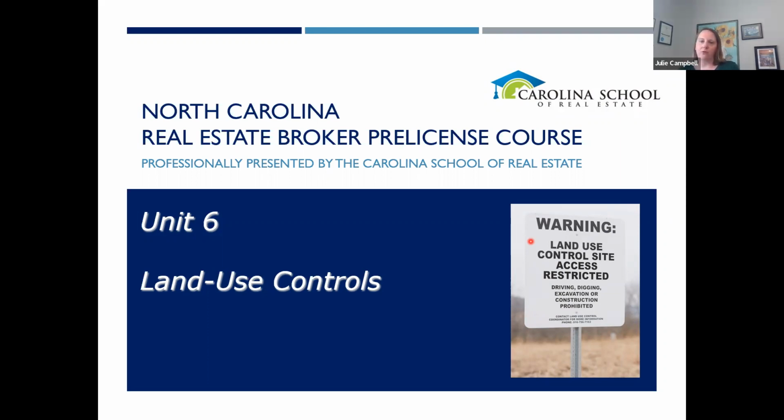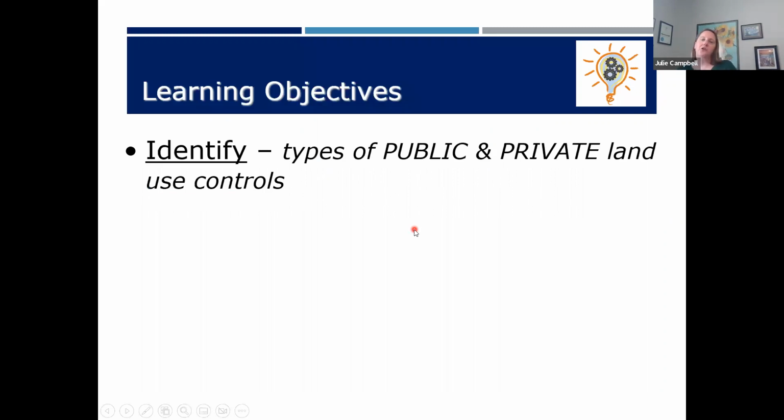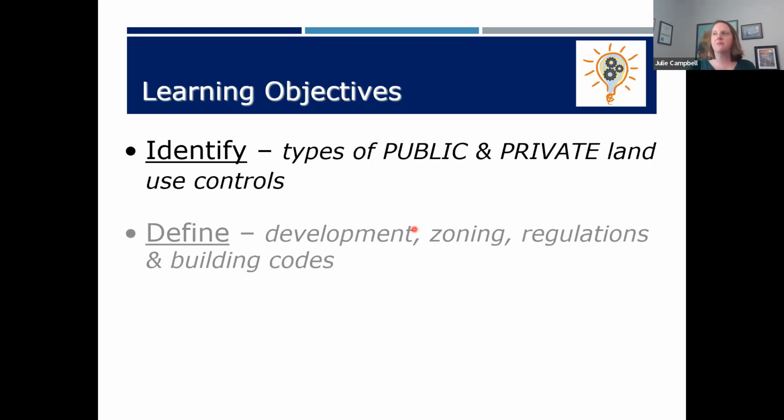Land use controls, this unit, we've got two different types: public land use controls and private land use controls. Land use controls tell us how we can use our land. Are there restrictions on the land? Are there things that we can or cannot do? So we've got public controls and private controls.